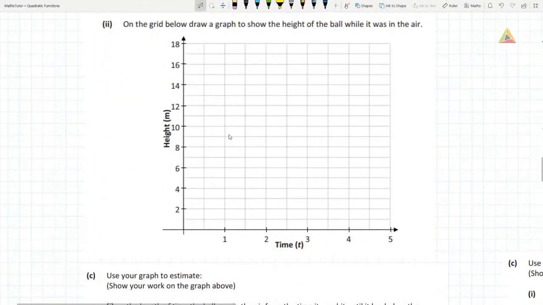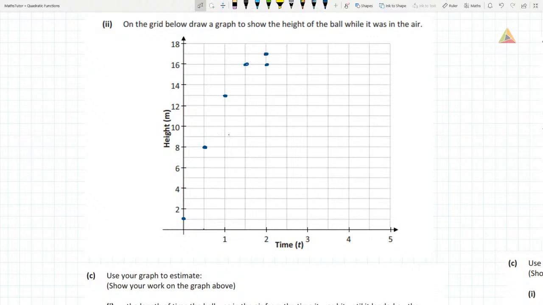So when I come down and plot my points, at 0 seconds we had a height of 1. At 0.5 seconds, so halfway between the 0 and the 1 on the x-axis, we're going to have a height of 8 meters. At 1 second, we're going to have a height of 13 meters. At 1.5, it's going to be a height of 16. At 2, it's going to be a height of 17.